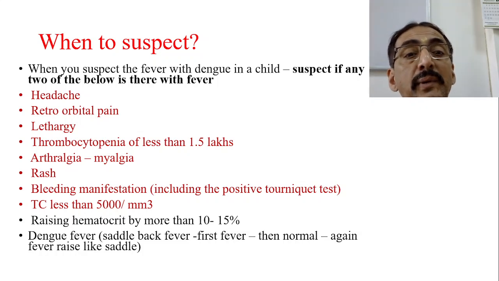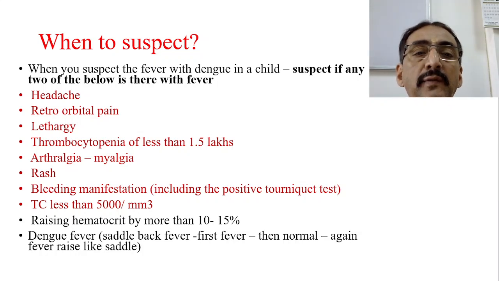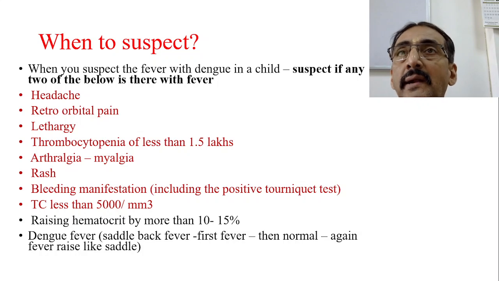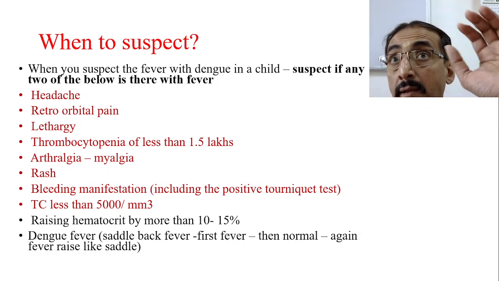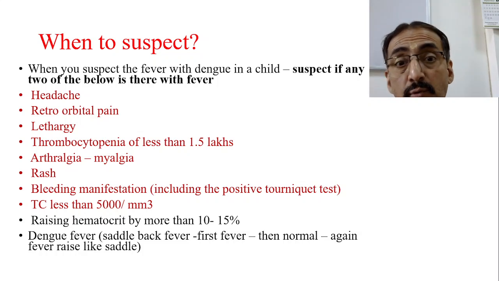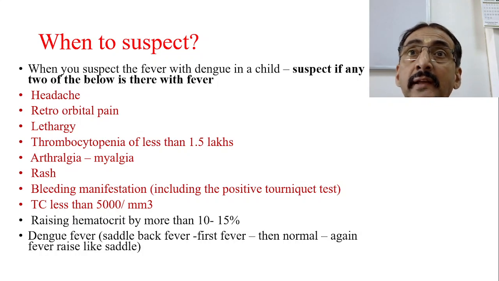Then thrombocytopenia of less than 1.5 lakhs. That means if the platelet count has fallen below 1.5 lakhs, from 5 lakhs coming down to 1.5 lakhs, thrombocytopenia is there. Platelets are decreasing. So this is also very significant.